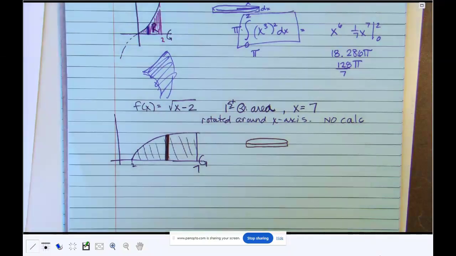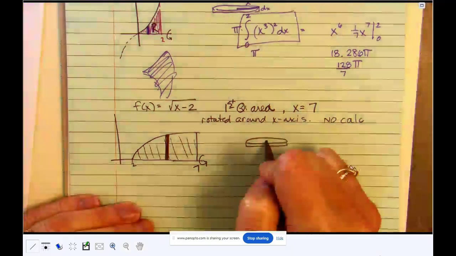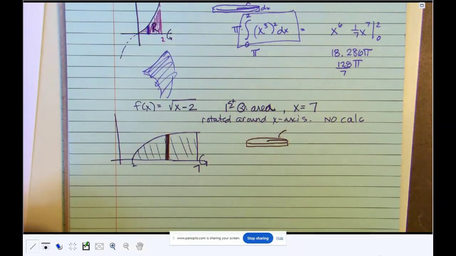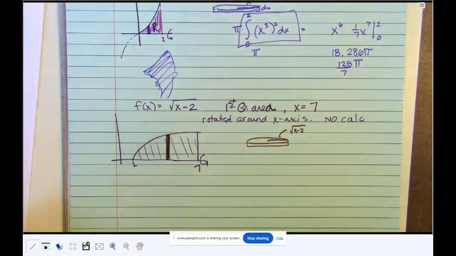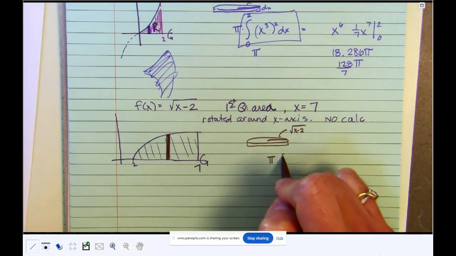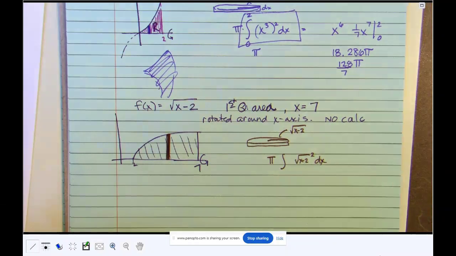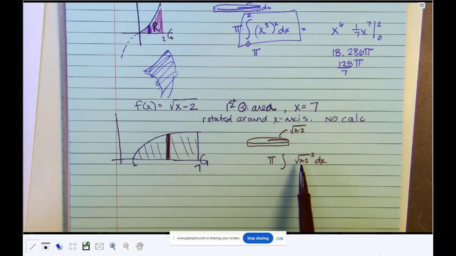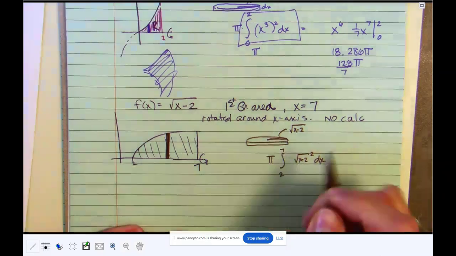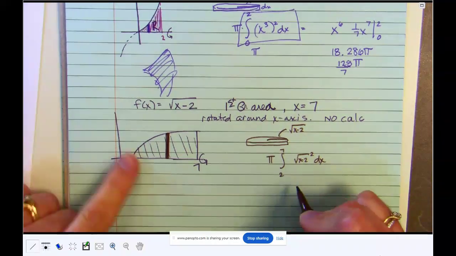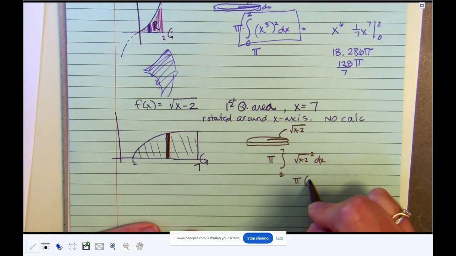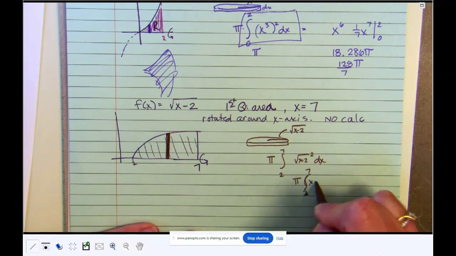So again, this is rotated around the x-axis, right? Rotated around the x-axis, it makes a cylinder. What is the radius? Square root of x minus 2, which is f. So the formula for a cylinder is pi times radius squared times the height. Now this is why I made you do it by hand, because this is easy. What happens here? They cancel. Where are we going from and to? 2 to 7, because it starts at 2. Integral 2 to 7 of x minus 2 dx.